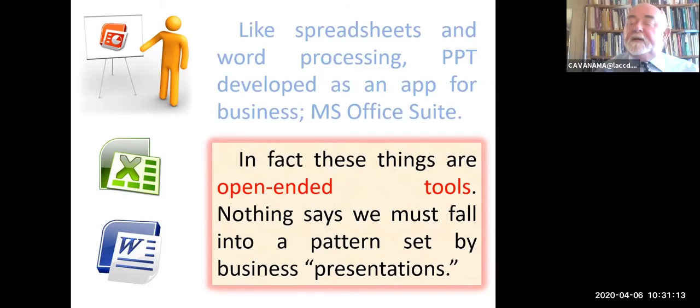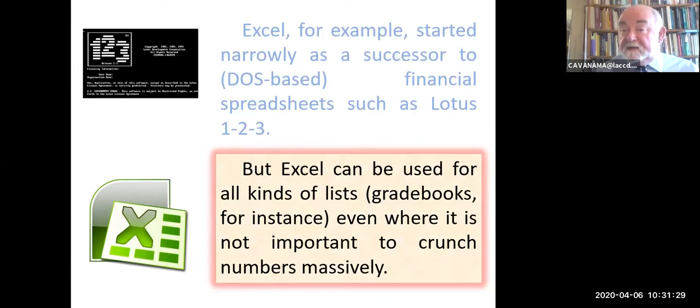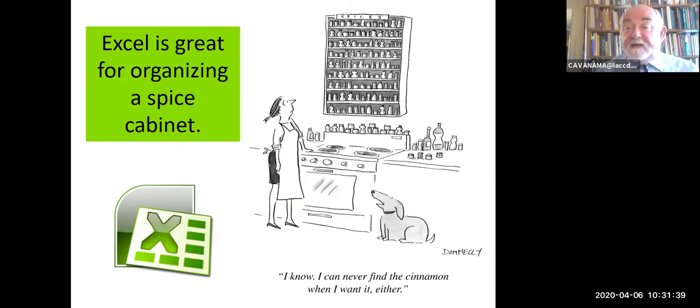Think about Excel, for example, spreadsheets. Lotus 1-2-3, if you remember the days of DOS, was a very narrow application, but Excel is broader. Excel can be used for all kinds of lists, grade books, for instance. Even where it's not important to crunch numbers massively, it can organize information. Excel is great for organizing a spice cabinet. I put my spices in boxes, I give them numbers, I have a spreadsheet. It tells me if I want cinnamon, it's number 14.